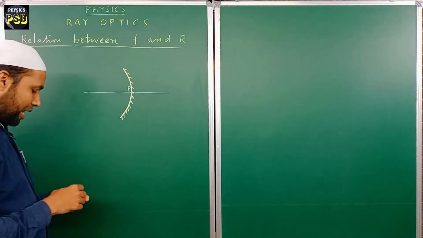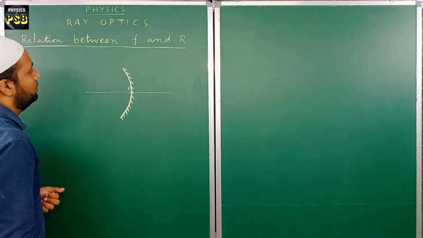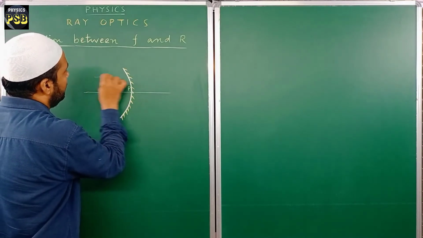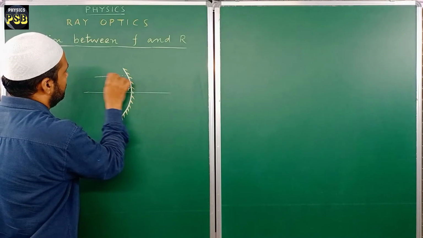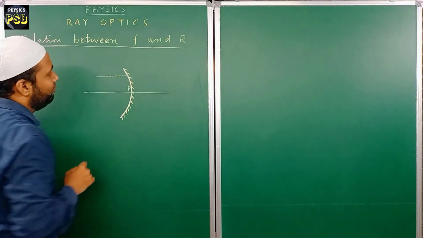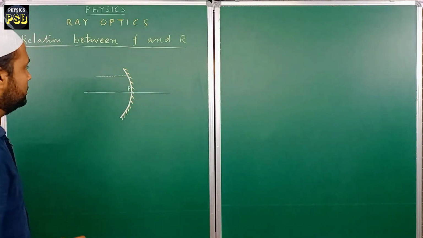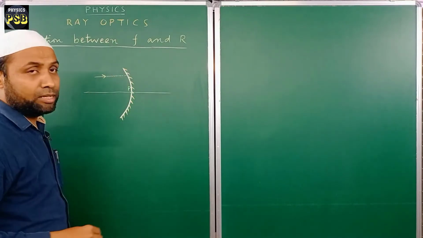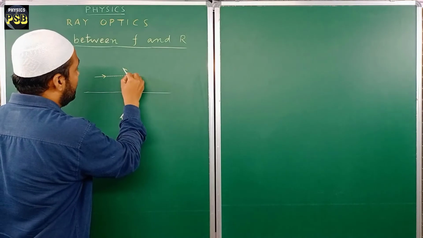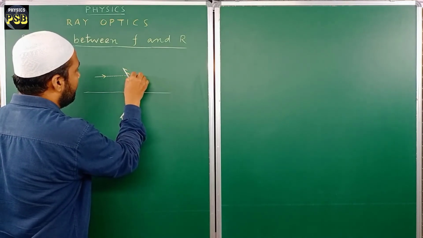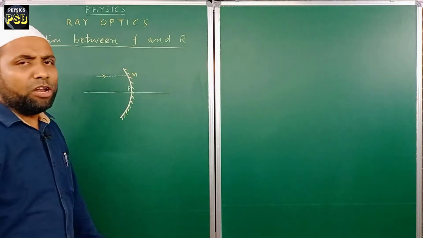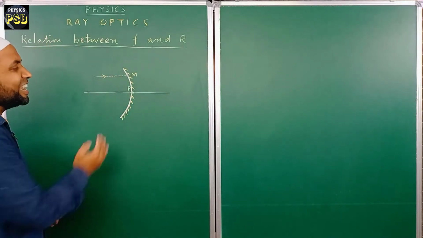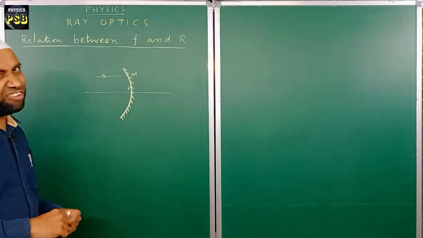Now I'll take a parallel ray, a ray which goes parallel to the principal axis. So this is the incident ray. It is incident on the concave mirror at point M.